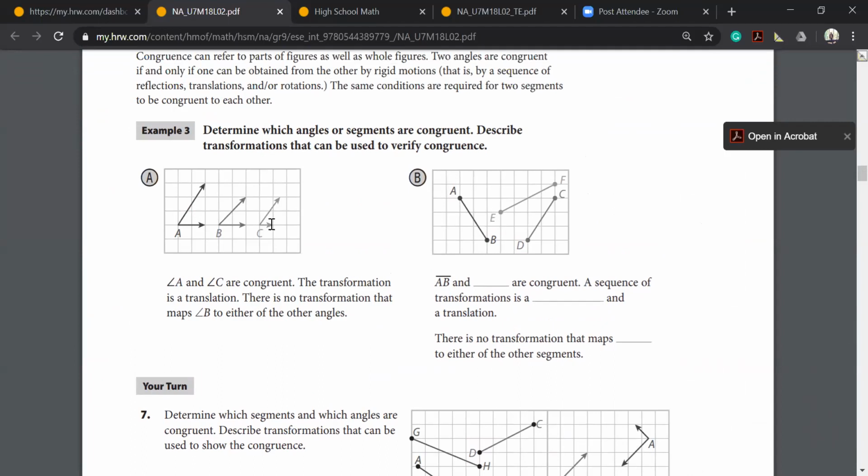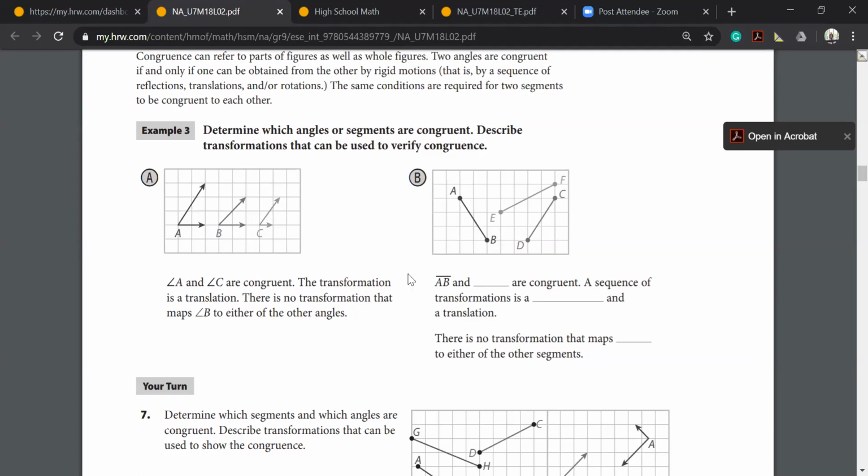Angle A and angle C. They are congruent. They seem to be congruent. You can go get your protractor and measure the two angles. You will find that angle A is exactly like angle C. So how can I get angle A to angle C? Only what? Translation. There is no transformation that maps angle B to either one of the angles. That's why angle A and angle C are congruent by translation.